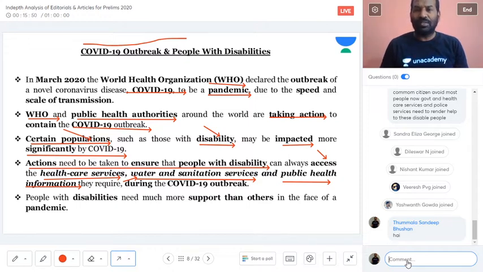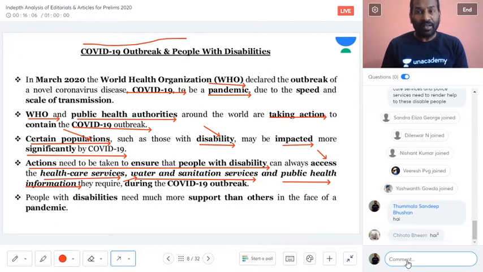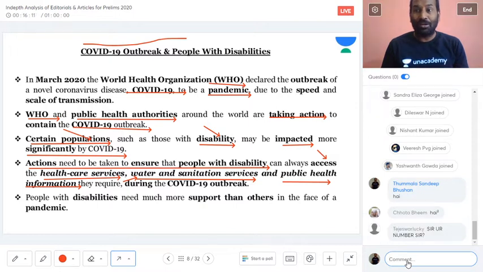What is important is not only the government, not only the health services, frontline workers and police, but we all, by whatever means we can. There are different measures. I will explain all of those, and then you can understand how we as individuals can also be part of the system wherein people with disabilities are not left out, cornered or isolated at the time of the COVID-19 outbreak. That is important for civil servant aspirants in regards to prelims and mains.